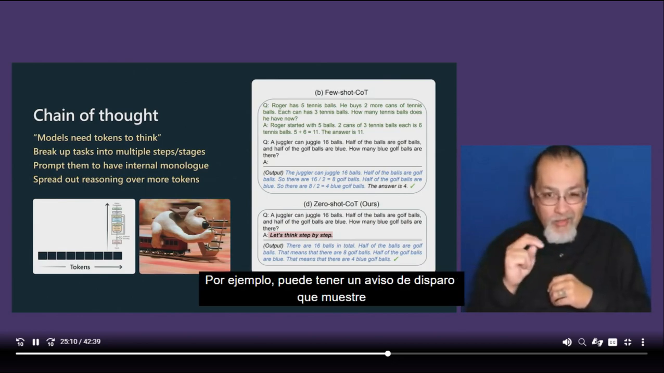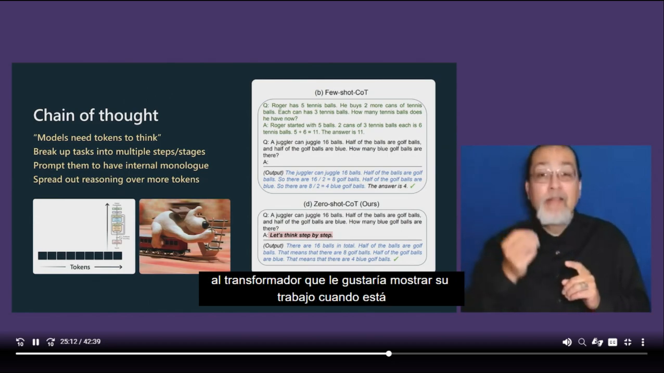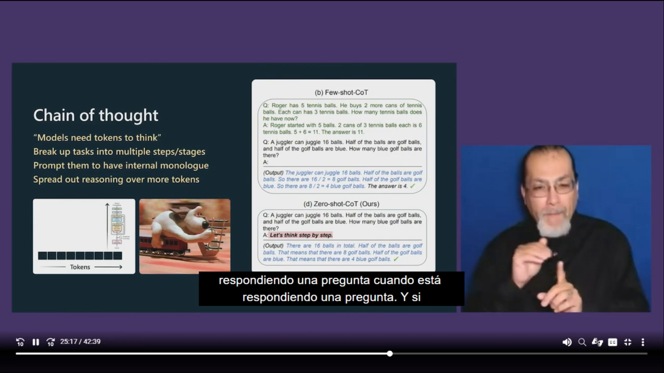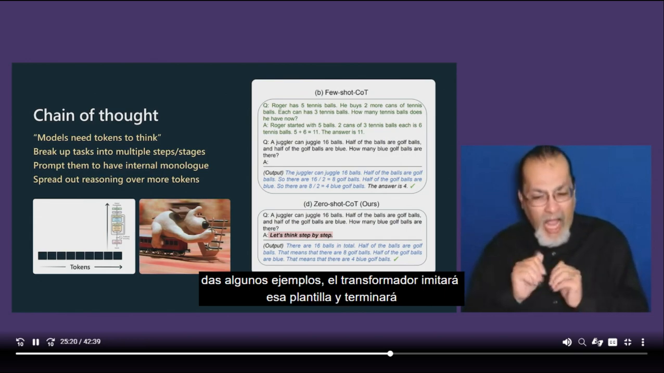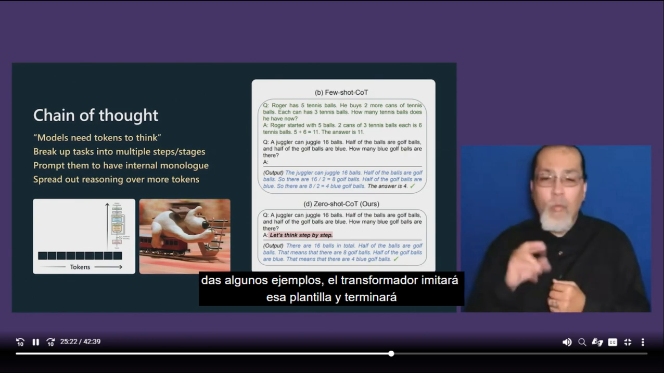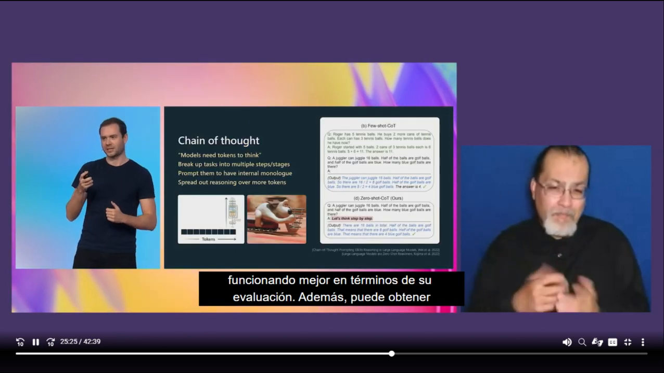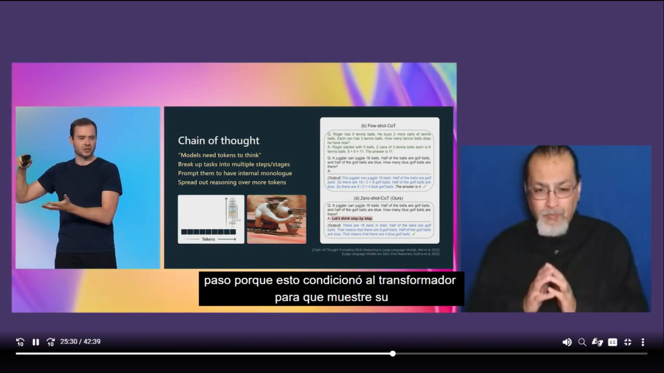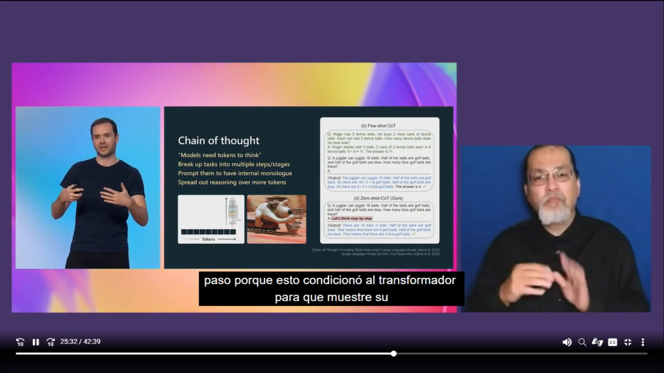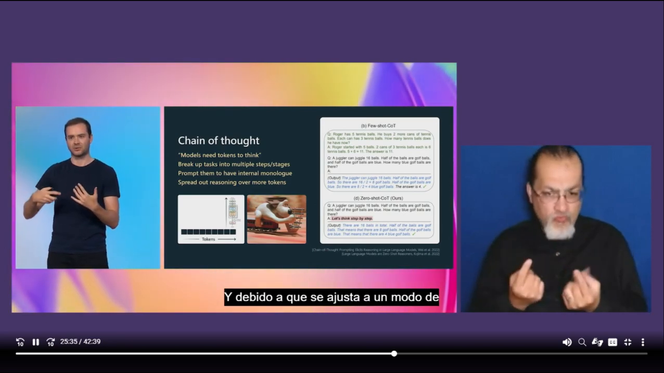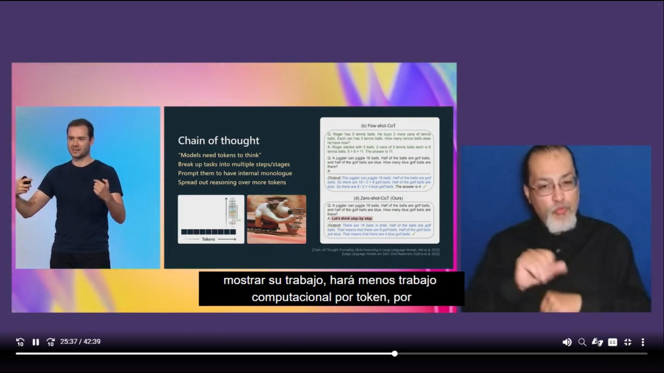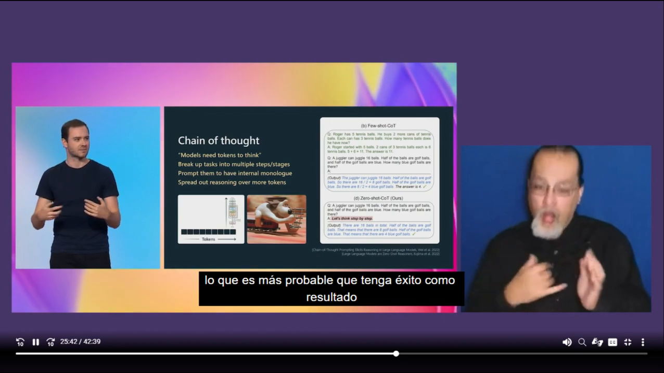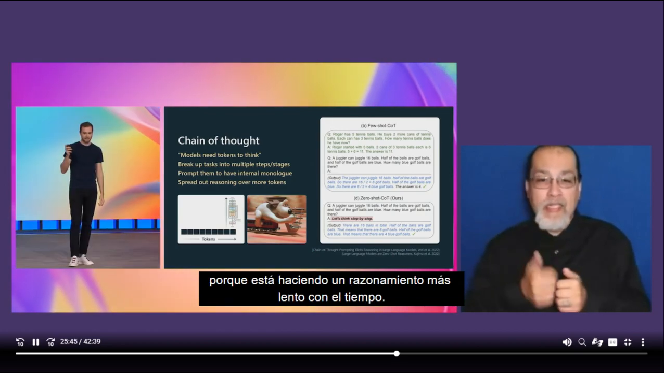You may, for example, have a few-shot prompt that shows the transformer that it should show its work when it's answering a question. And if you give a few examples, the transformer will imitate that template, and it will just end up working out better in terms of its evaluation. Additionally, you can elicit this kind of behavior from the transformer by saying, let's think step by step, because this conditions the transformer into showing its work. And because it snaps into a mode of showing its work, it's going to do less computational work per token. And so it's more likely to succeed as a result, because it's making slower reasoning over time.